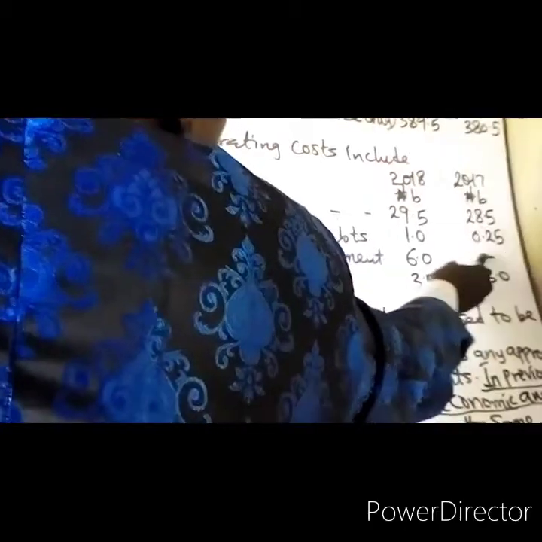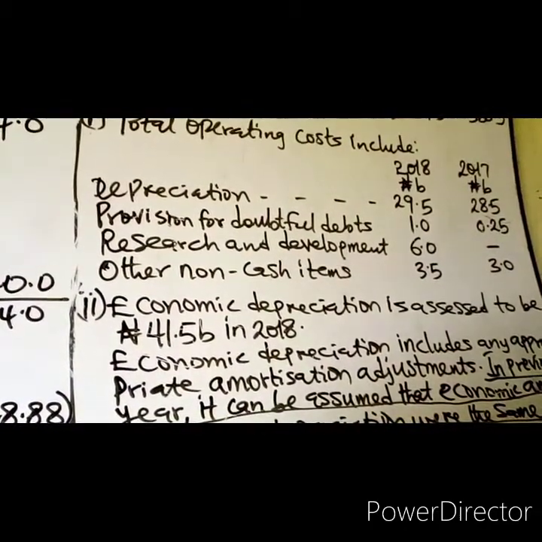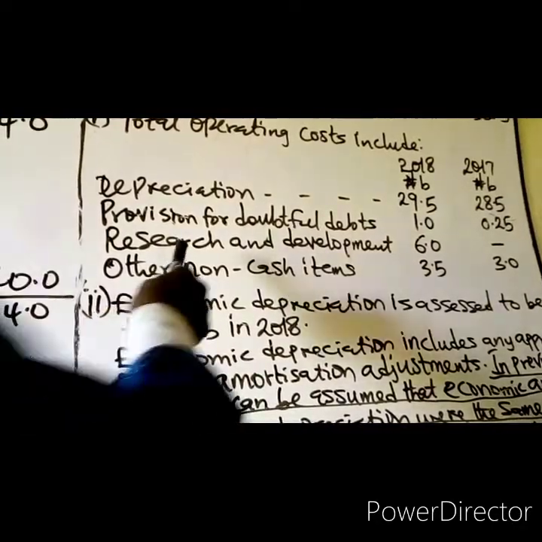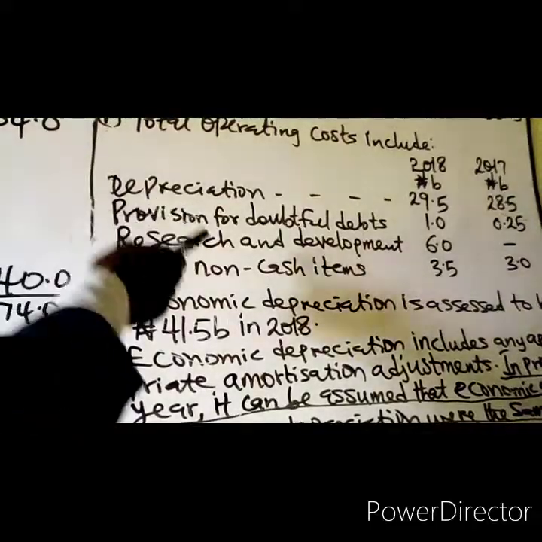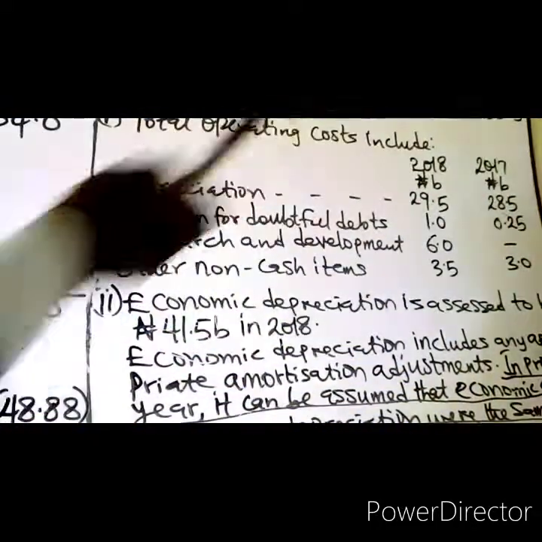Then we have research and development. There was no research and development in 2017, so you don't have anything to adjust as regards that. You ignore that. Then you also have other non-cash items of 3 billion in 2017.